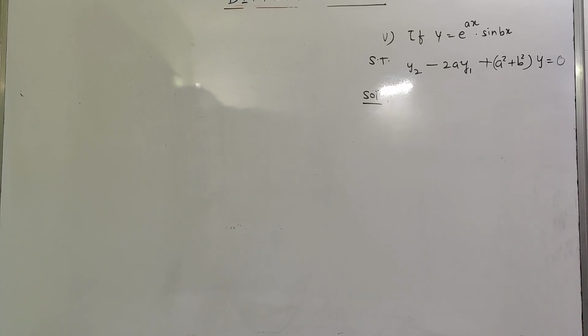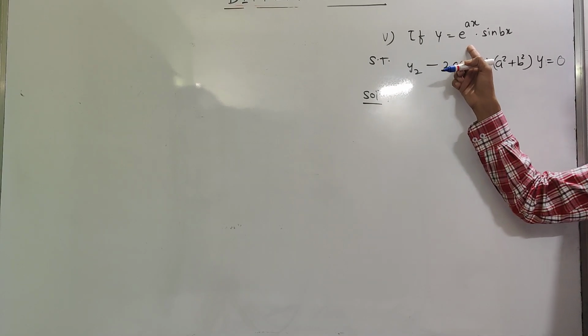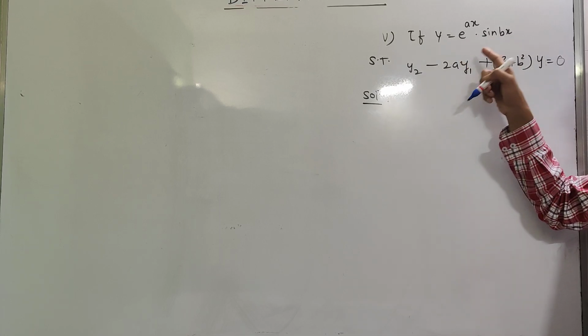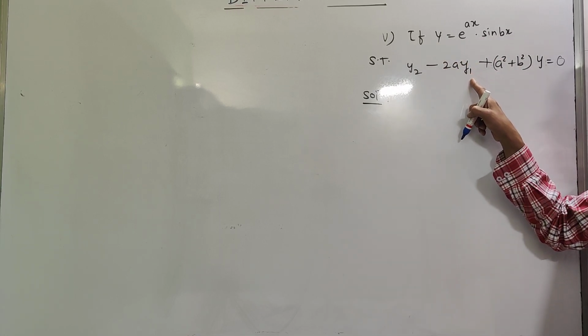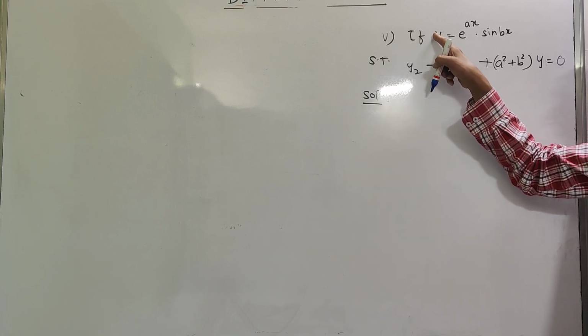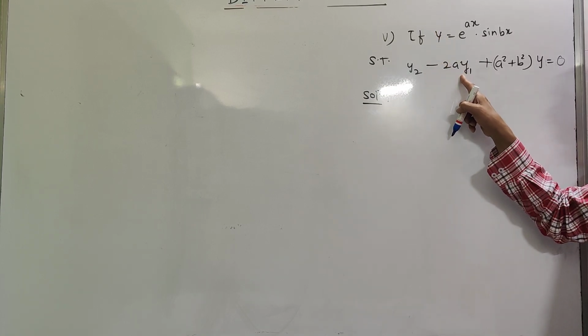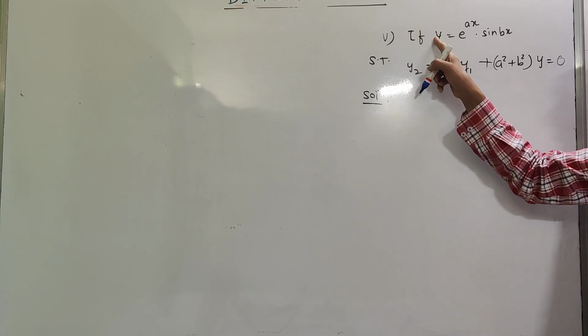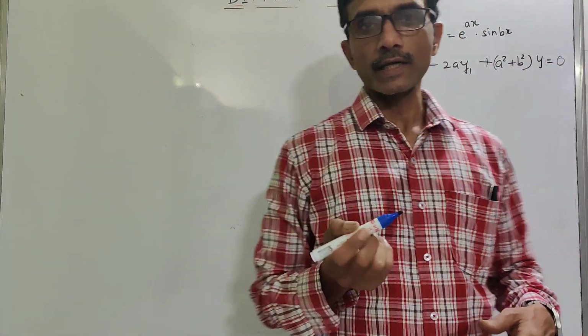Start with fifth question. y is equal to e raised to power ax into sin bx. Product है. So we find what, y1. y1 means what? Derivative of y with respect to x, first order derivative. y2 is what? Second order derivative. So first we find y1, that is first order derivative.